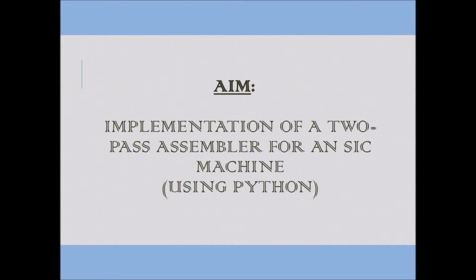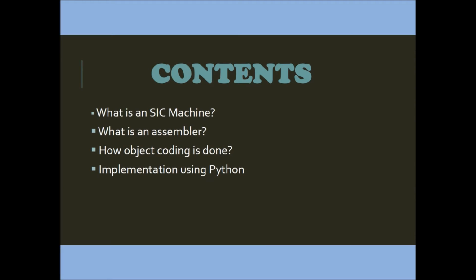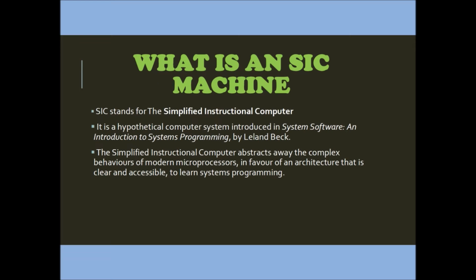Welcome. In this video, we are going to explain the implementation of a two-pass assembler for an SIC machine. We will cover the following topics. What is an SIC machine? What is an assembler? How is object coding done? And its implementation using Python.